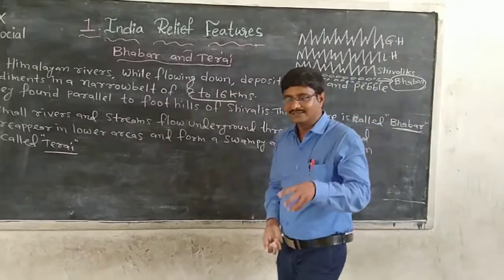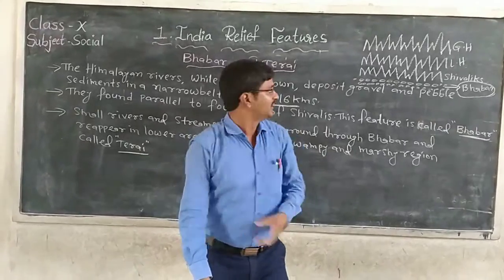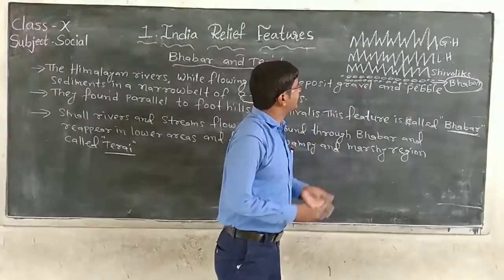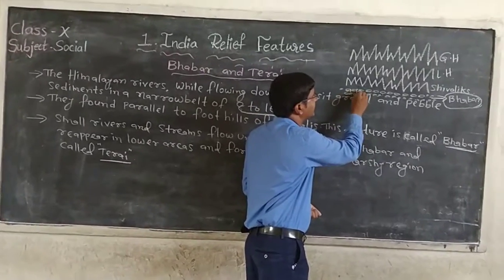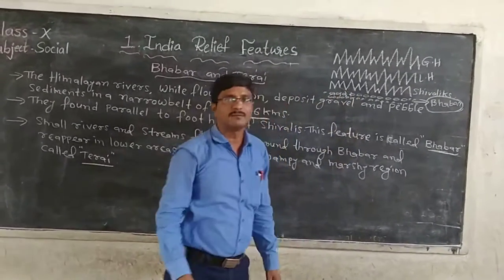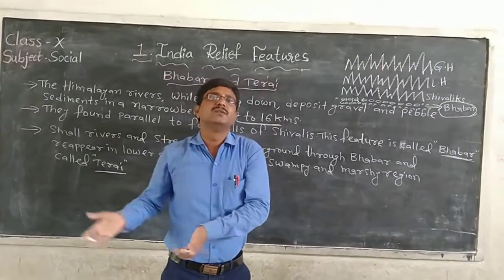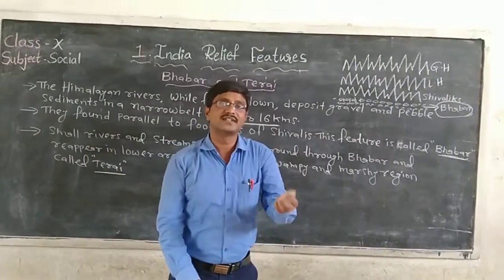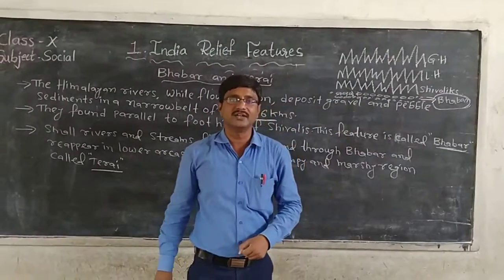So Babar is of a porous nature. Porous nature means, see, if we drop water, there are gaps in between, so some water, some liquid, will move through. Such a nature is called porous nature. So here Babar is of a porous nature.